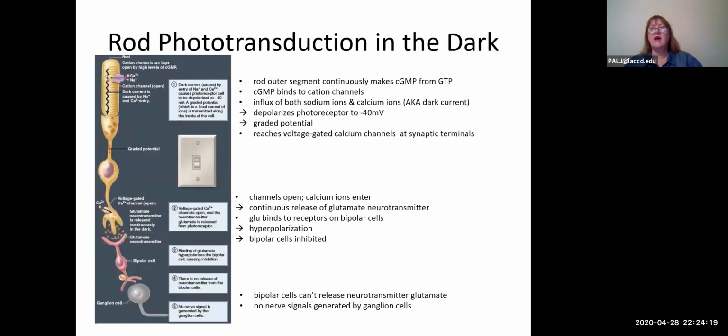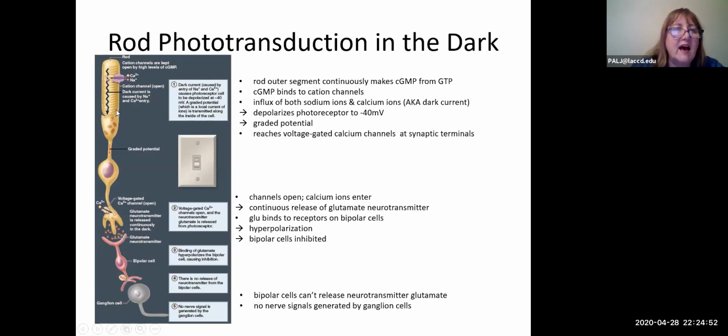Okay, now we're ready to chart some chemical reactions. So if you need to go back and review that, go back and review that. So this, as you can see, is a rod. So let's talk about how this rod is going to do phototransduction in the dark. How this rod in the dark is going to take some light energy and make you be able to see.